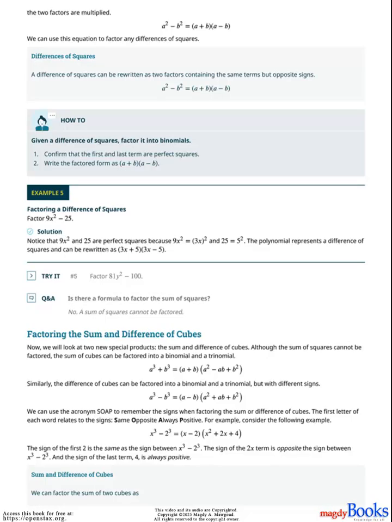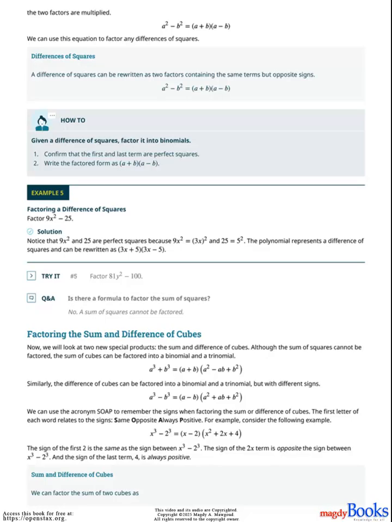We can use the acronym SOAP to remember the signs when factoring the sum or difference of cubes. The first letter of each word relates to the signs: same, opposite, always, positive. For example, consider the following example. x cubed minus 2 cubed equals (x minus 2) multiplied by (x squared plus 2x plus 4). The sign of the first two is the same as the sign between x cubed minus 2 cubed.